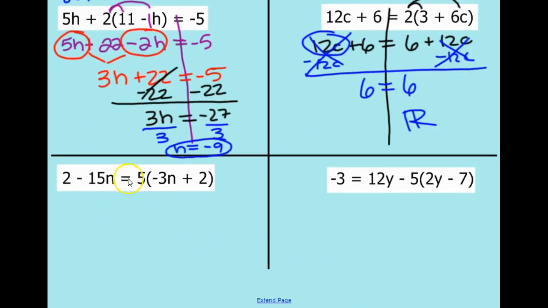Down here, if we distribute down here as well, 5 times negative 3 is negative 15n. 5 times 2 is 10.